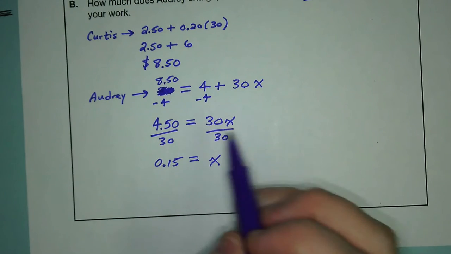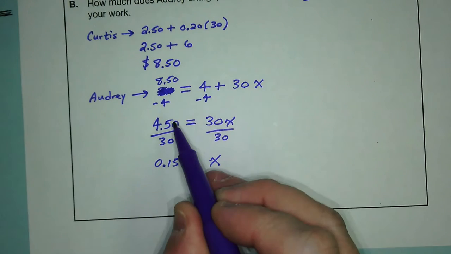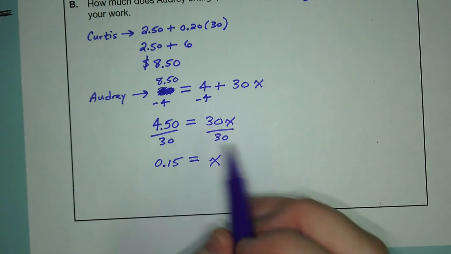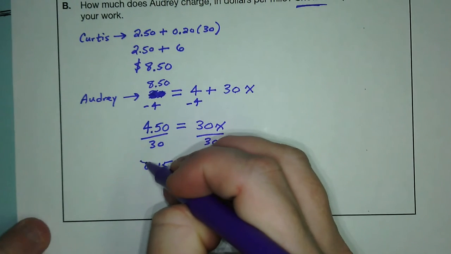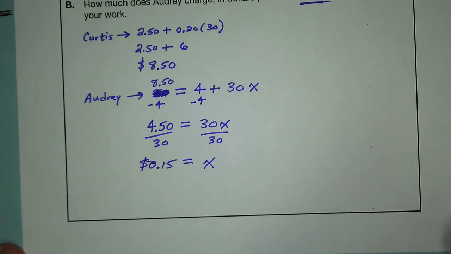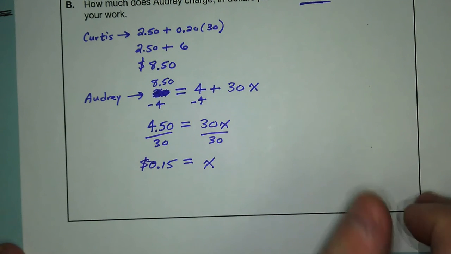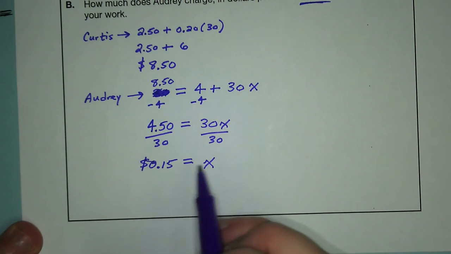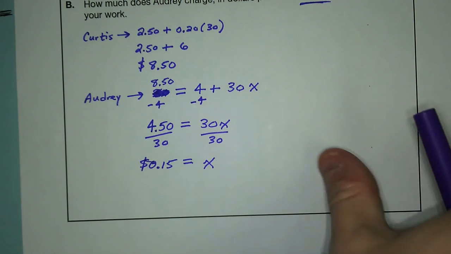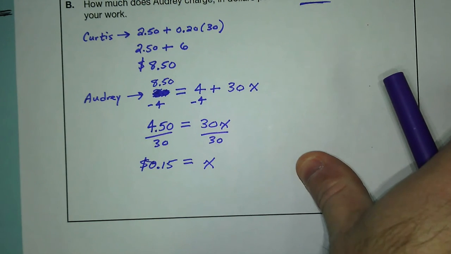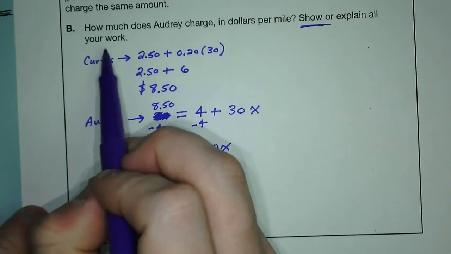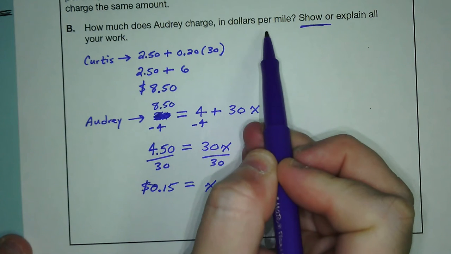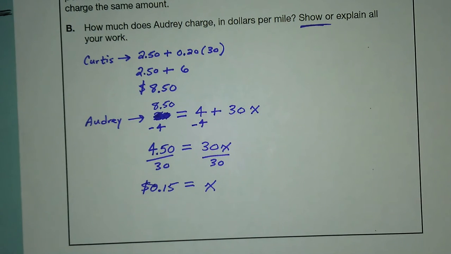Dividing both sides by 30. My calculator tells me that 4.50 divided by 30 is that. So that's 15. Oh my God, sorry, my paper moved there. So that's 15 cents or $0.15. And so that is my final answer that I'm going to go with. $0.15 is what Audrey charges, so let's just make sure that's what they were asking. How much does Audrey charge in dollars per mile? Yeah, that's it.